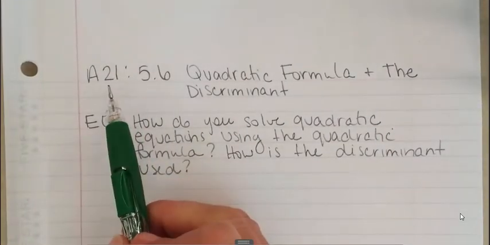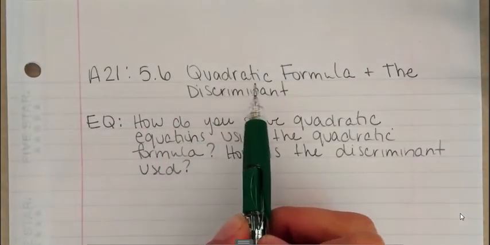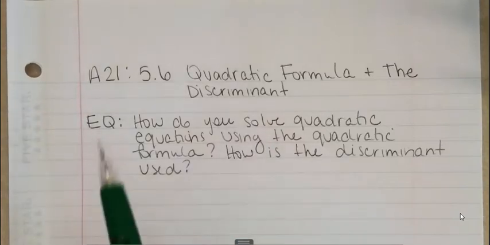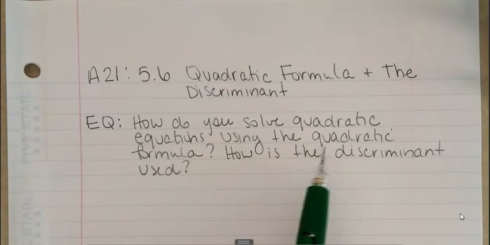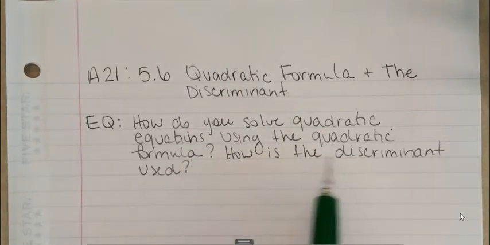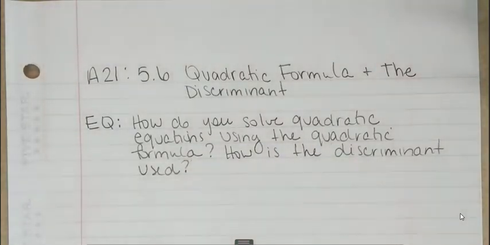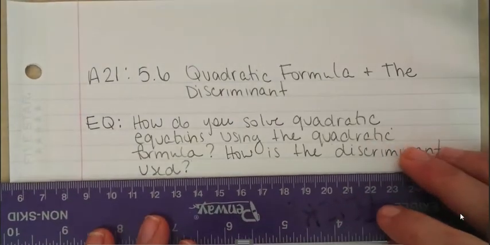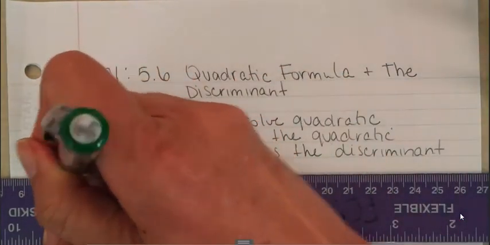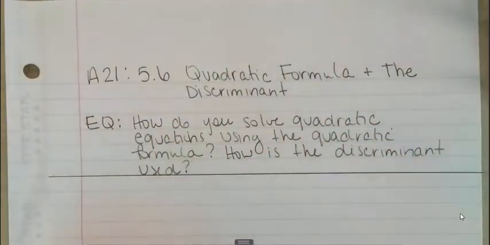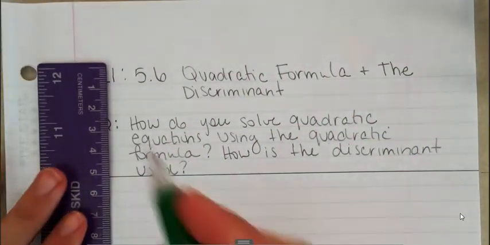Our next assignment, 21, 5.6, the quadratic formula and the discriminant. Your essential question: how do you solve quadratic equations using the quadratic formula, and how is the discriminant used? So in Algebra 1, you probably worked quite a bit with the quadratic formula, and today I'm going to take that a couple of steps further.